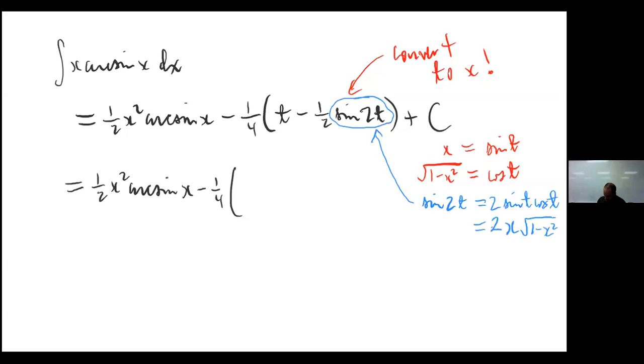Okay, let me ask you a question. What's t equal to? Yeah, that's just arc sine of x again. That's amazing. Arc sine of x, because x is sine of t. T is arc sine of x. The 1/2 and the 2 cancel, and what are we left with? Minus what? X times the square root of 1 minus x squared. Okay, plus a constant. There it is, my friends.